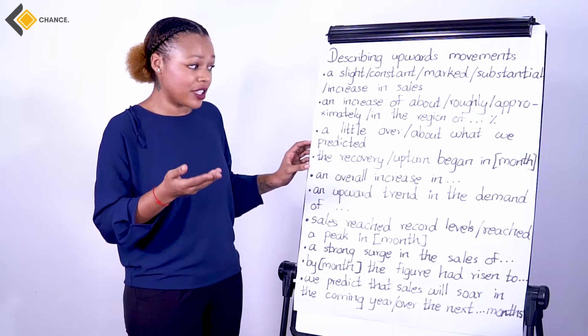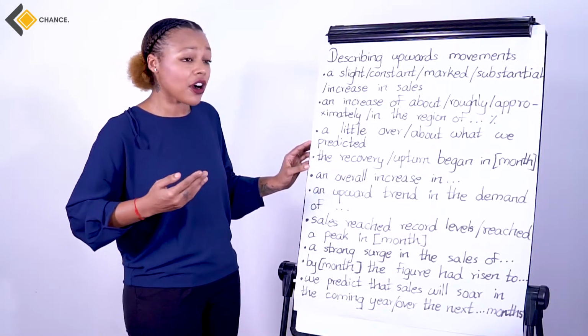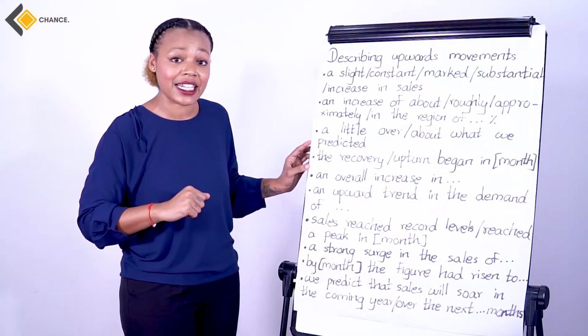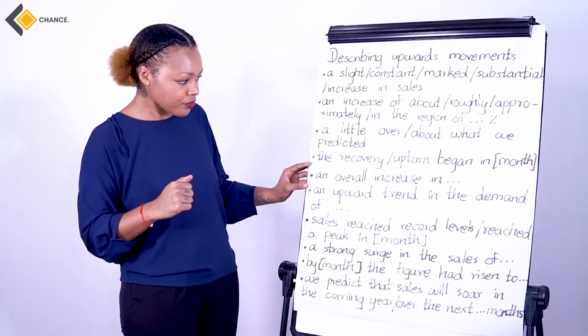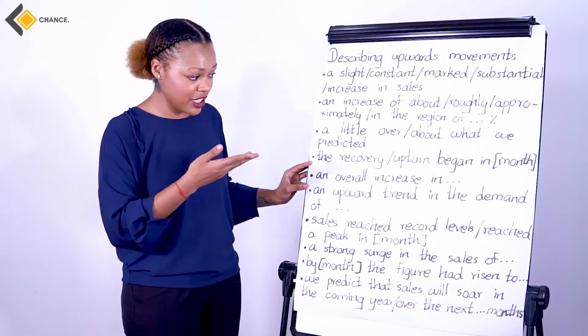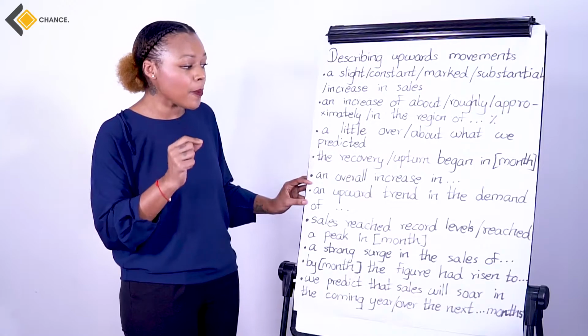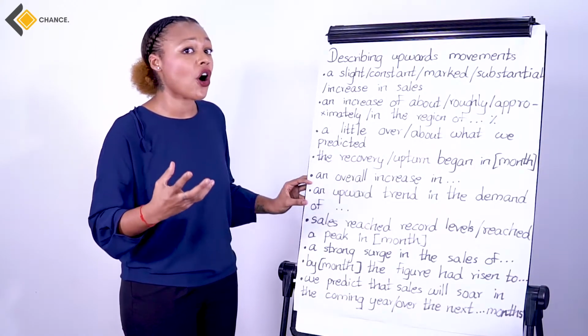The recovery began in February. The upturn began in March. An overall increase in revenue, for example. How else can you complete this sentence? An upward trend in the demand of.